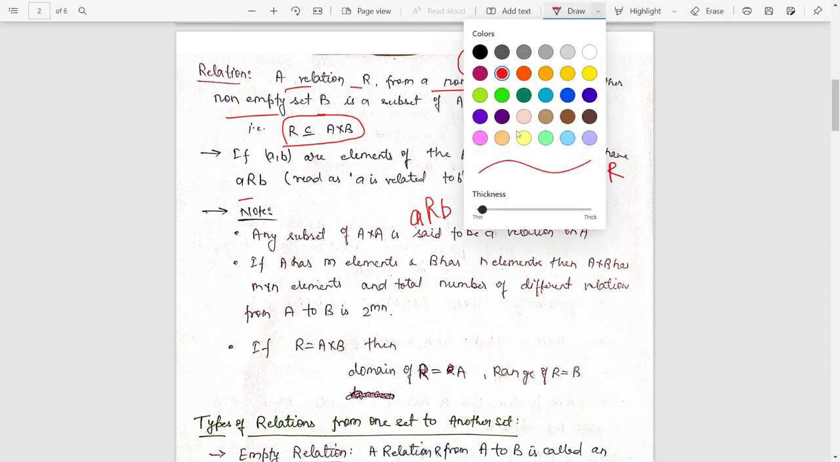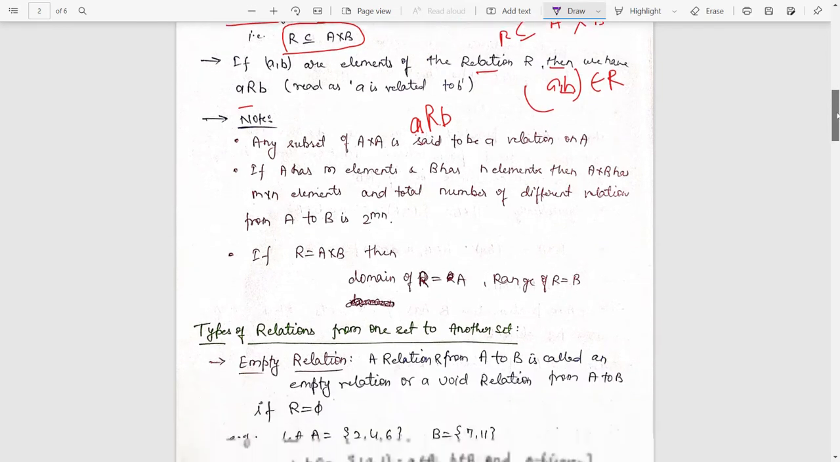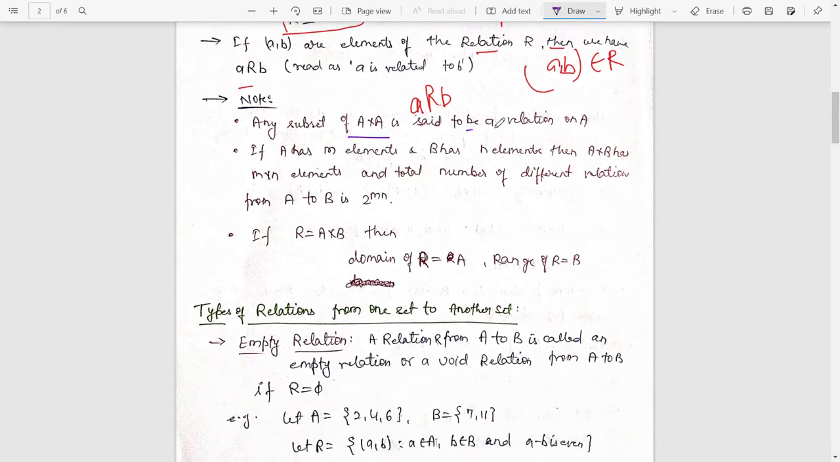There is something to note, and that particular thing is very important. Any subset of A cross A is said to be a relation on A. Okay, so let's say instead of A cross B, you are trying to find A cross A. Any subset of A cross A is termed a relation on A. So this is called a relation on A.